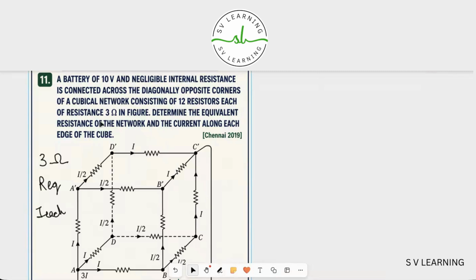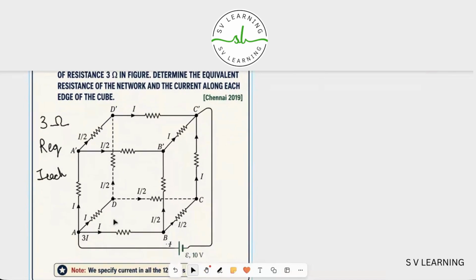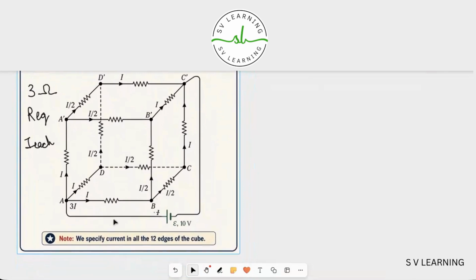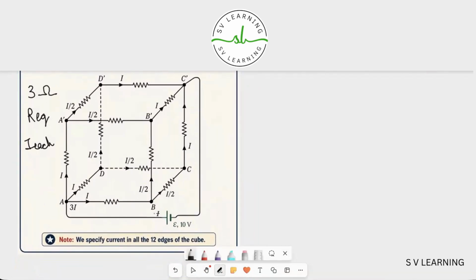Each of the resistors is 3 ohm. So I've just written this 3 ohm separately. All the resistors are 3 ohm. This is given to us. And of course, the diagram is given with the battery and the direction of current flow. Everything is mentioned. We need to find the equivalent resistance here, and also we need to find the current in each branch.